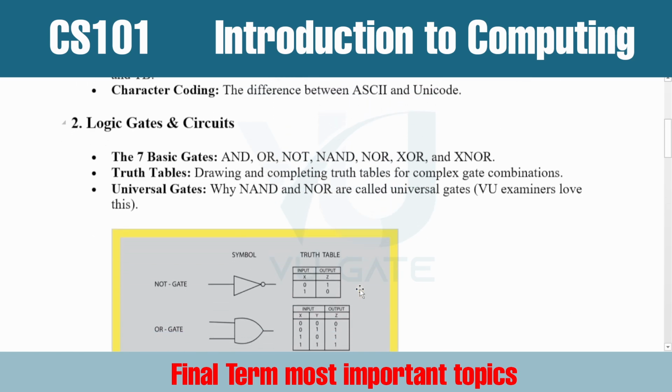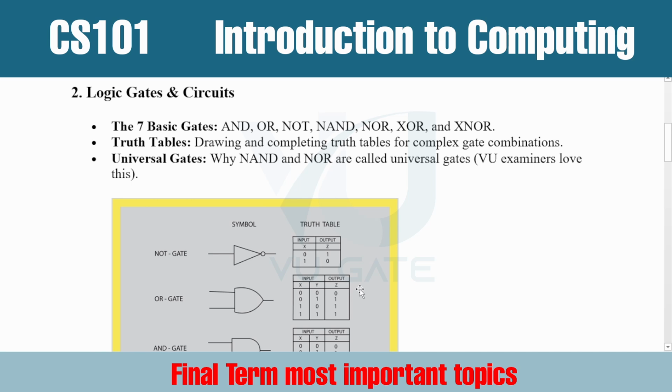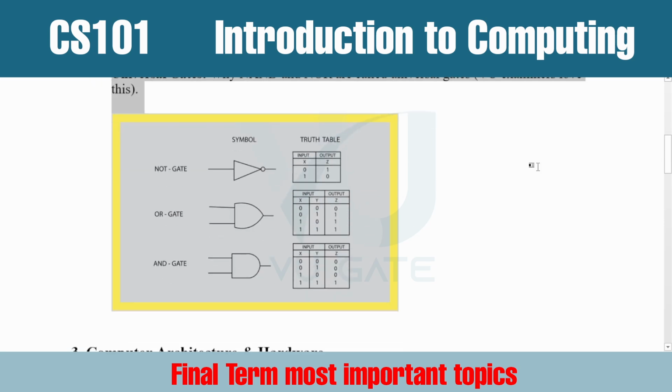Moving into Topic 2, Logic Gates and Circuits, you need to know the 7 basic gates and how to complete truth tables for complex combinations, while focusing on why NAND and NOR are called universal gates, meaning they can be used to create any other logic gate without needing different types.